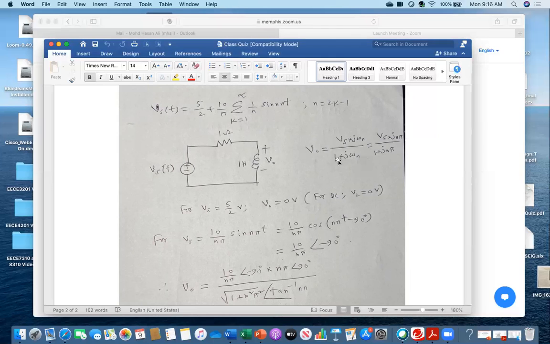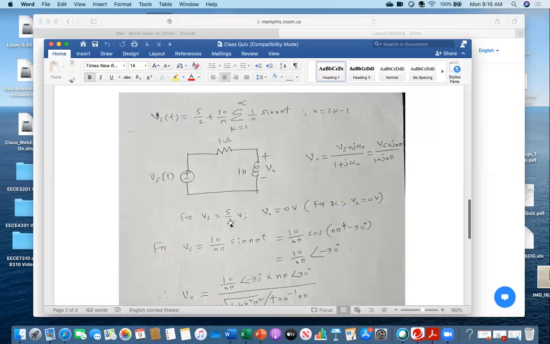And this is the current, and then multiplied by this impedance, j omega n, meaning j n pi. So now this is my voltage expression. Now I apply it. If Vs is this one, 5 over 2, then what is V naught? Your n value is 0, because for DC, n value is 0. So ultimately you are getting 0 for V naught.